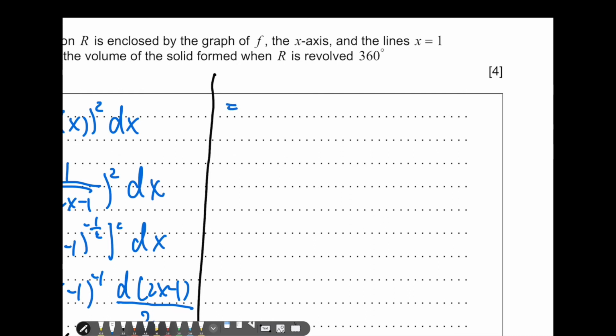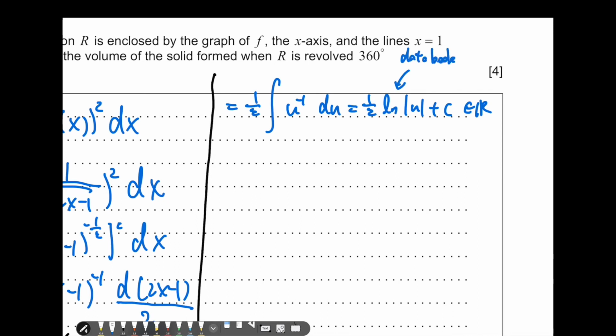Now we have this function written here: u to the power of negative 1, du, and this is just equal to half natural log of u plus c, where c is just a real number. This can be found from the booklet. So that is just equal to half natural log of 2x minus 1 plus c.